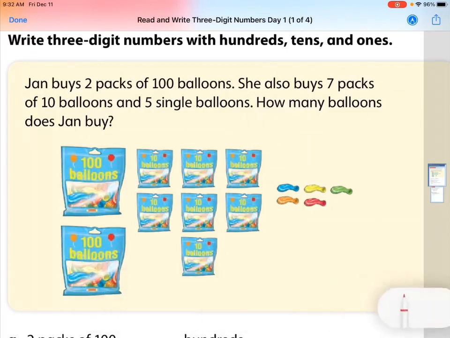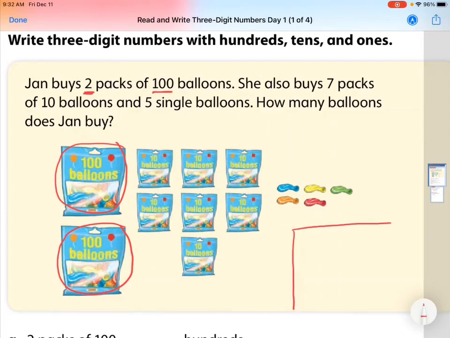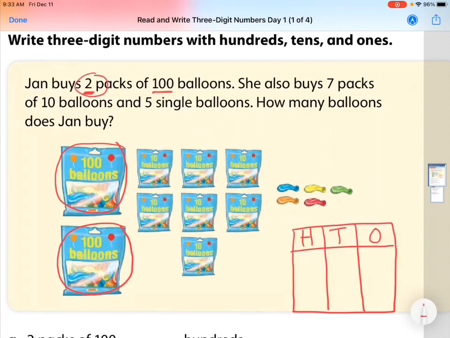So I can see we have 2 packs of 100 balloons, and that means there's 100 balloons inside this pack and 100 in that pack. That's just like saying that we have 2 hundreds, right? So over here, I think we ought to write a little place value chart. Remember, we do a capital H and then put our cross line at the top. So now there's the hundreds, here's the tens, here's the ones. And we see that we have 2 packs of 100, so that's 2 hundreds.